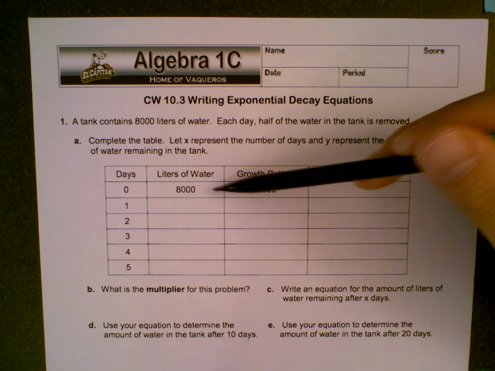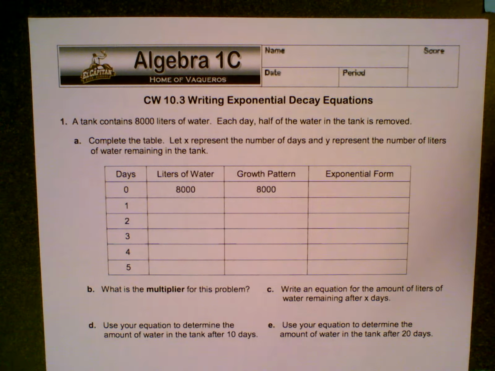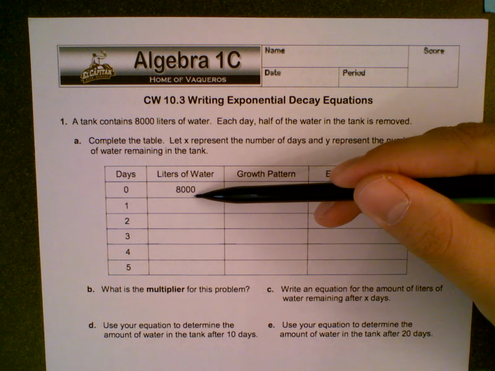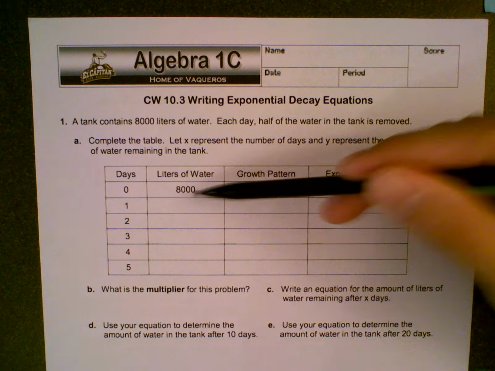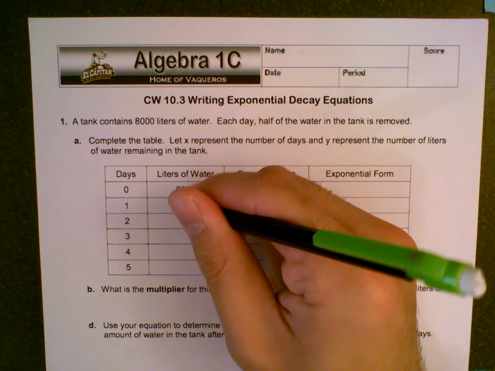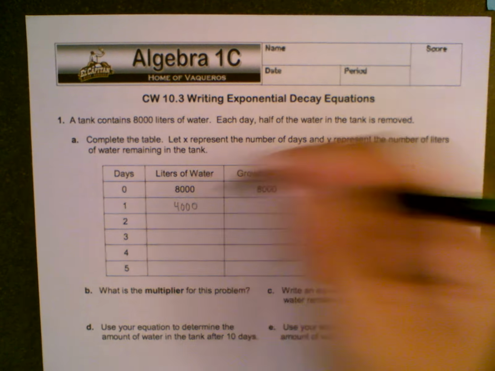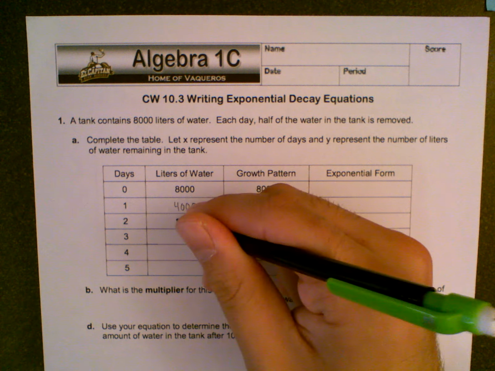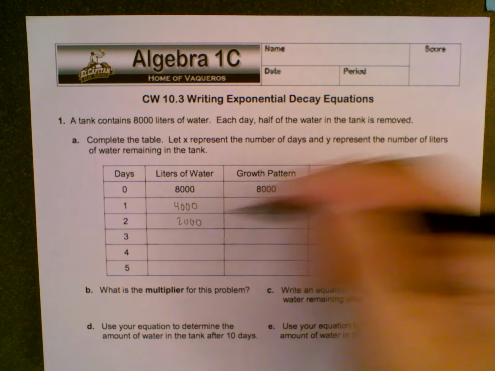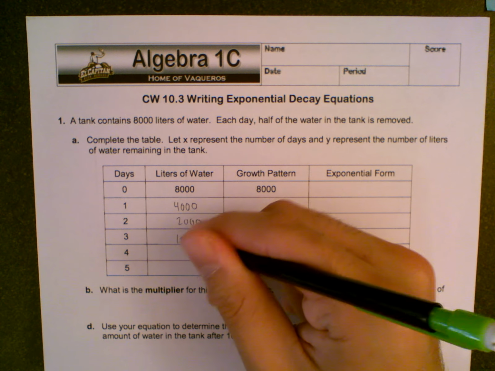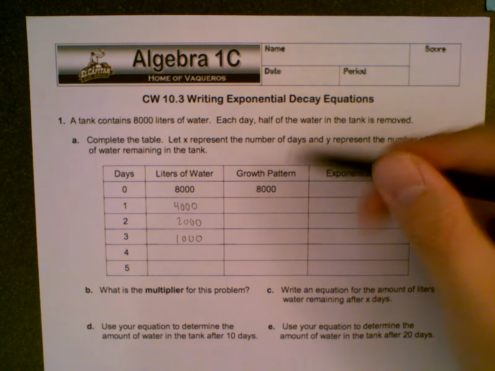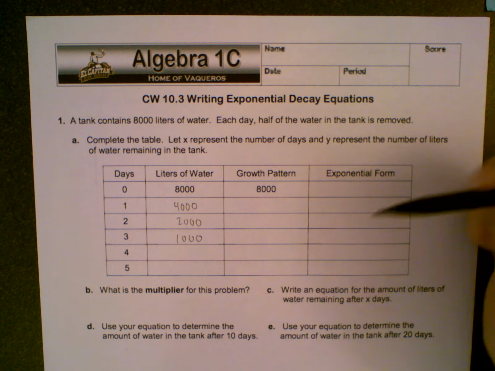So if we've got 8,000 on day 0, after 1 day, half of the water is removed. So if we want to do this, we either need to multiply this number by 1/2 or divide by 2. And 8,000 divided by 2 gives us 4,000. On the second day, if we're going to take half of that, we divide that by 2 and we get 2,000. Continuing on, we get 1,000, and so on.